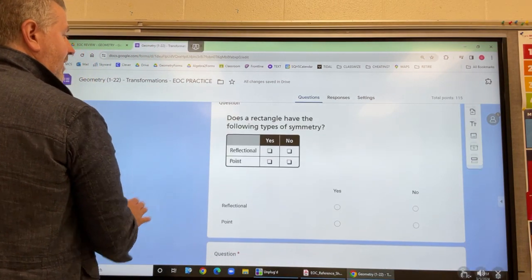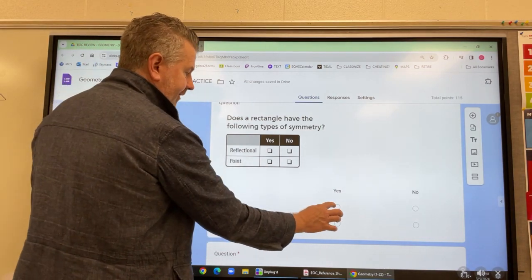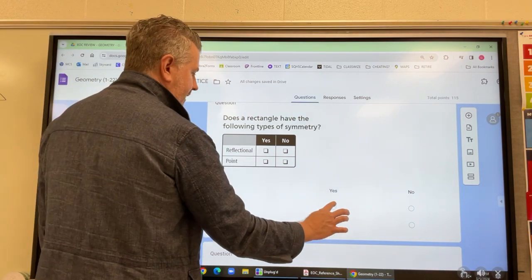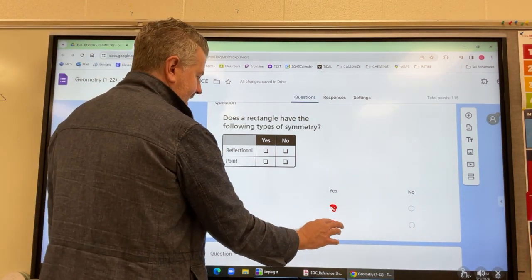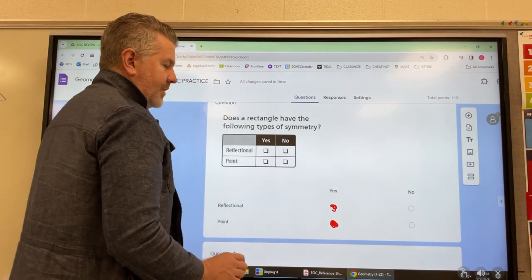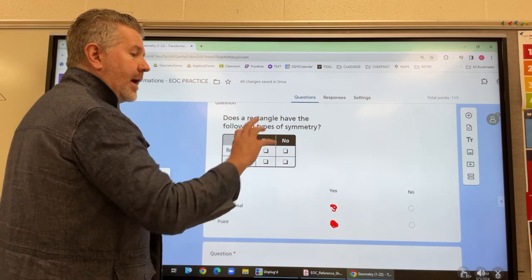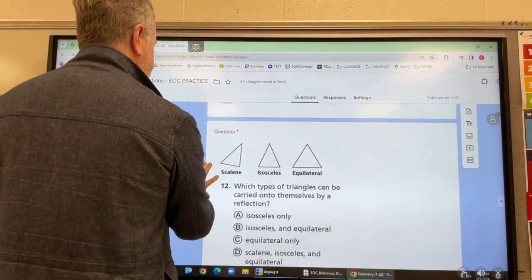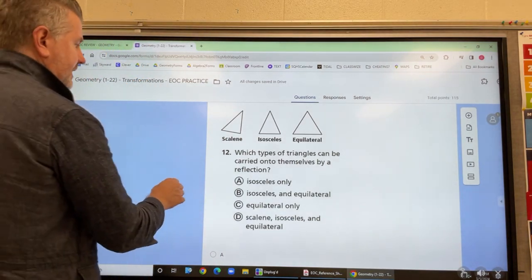All right, does a rectangle have the following lines of symmetry? Reflectional symmetry? Yes, it reflects around a vertical line through it or a horizontal line through it. And does it have point symmetry? Yes, it also has point symmetry. If we rotate it around a center point, anywhere we put that point, it's going to look virtually the same in both directions. And I hope that's right. So this is not number 12, so just ignore the number on this.